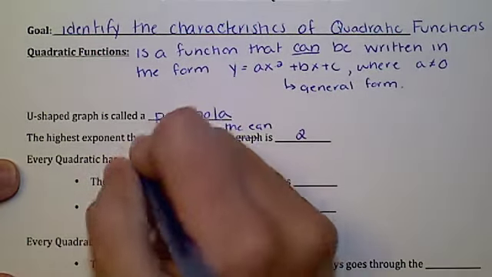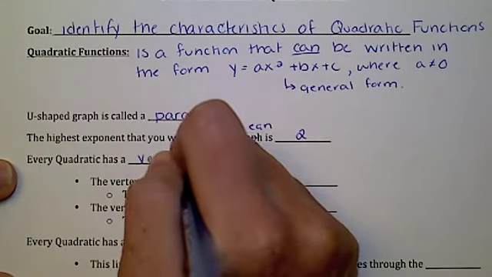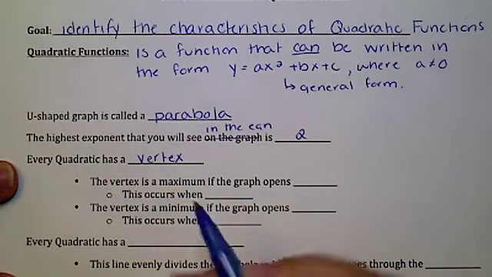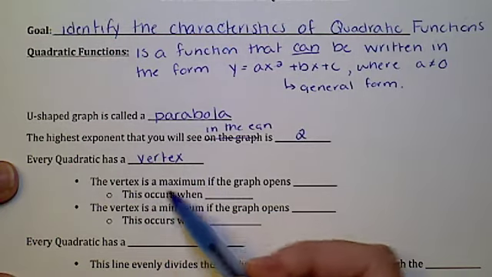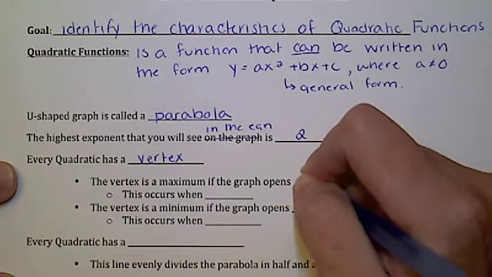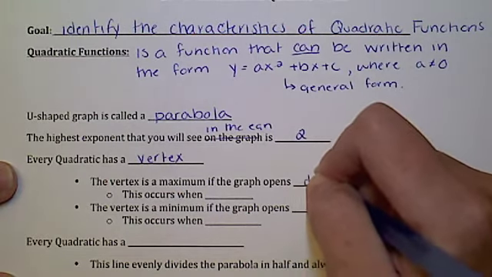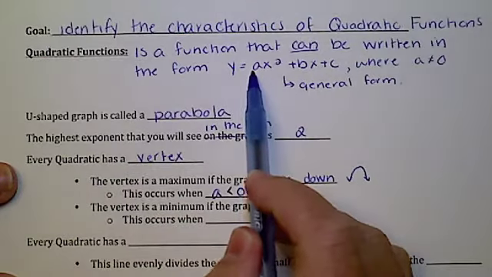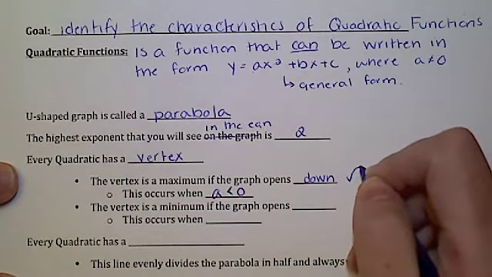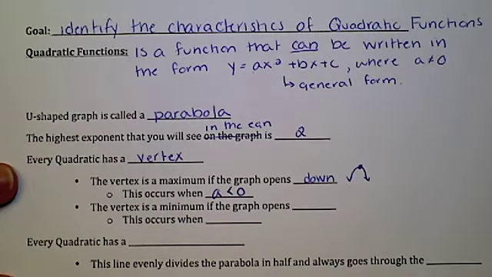And every quadratic has a vertex on the graph. That's kind of like the turnaround point. It's either the peak or the valley. The vertex is a maximum, aka a peak, so it would open like this. And we call that opens down. And that's going to occur when a is negative. So if a is negative, that means it's less than 0. So anytime in this form you have an a value that's negative, that means that your parabola is going to open down, and that vertex is going to be a maximum.